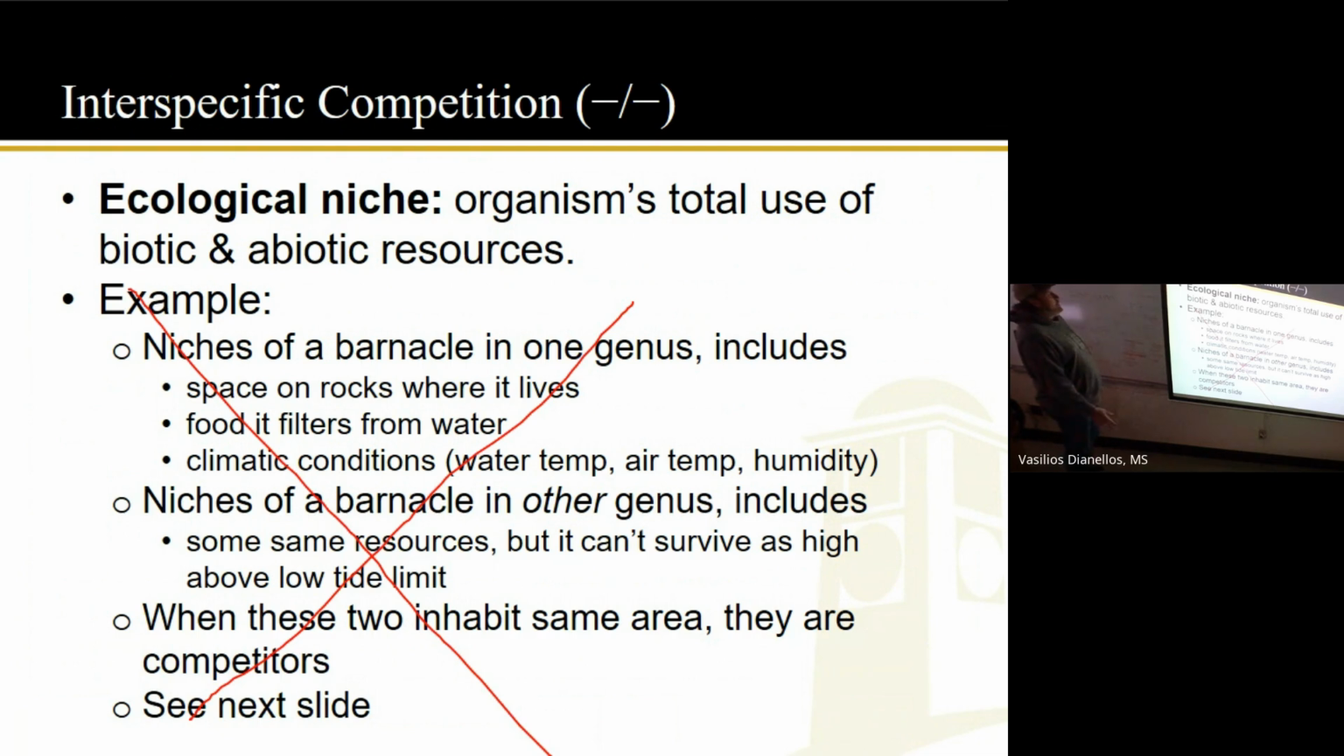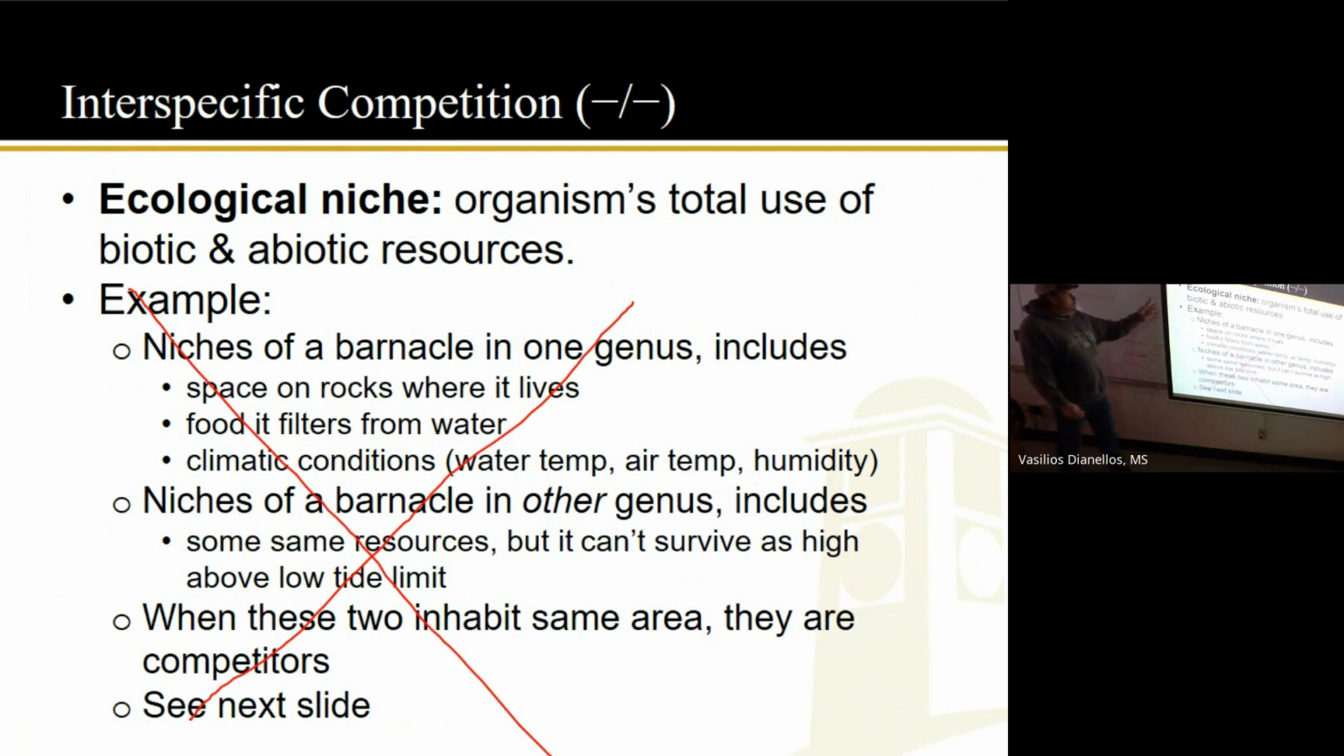So, excuse me, I said that wrong. We're not looking at one genus. We're looking at two different genuses, right? So we've got one genus that needs all these things. Then we have this other genus that lives in the same area, and it has a very similar ecological niche. And because of that, they're competing. They're in competition. And again, this will make more sense on the next slide. I'm going to show you a visualization of this.